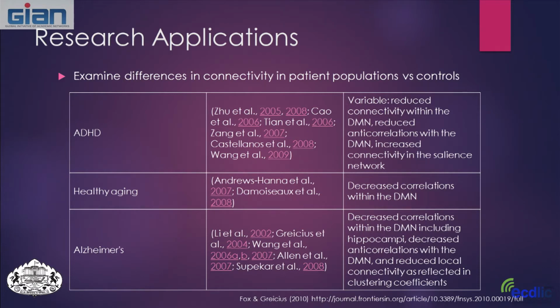They've also looked at healthy aging populations and saw that there are decreased correlations within the default mode network as you age. They also looked at Alzheimer's patients, and they saw decreased correlations within the default mode network, including the two hippocampi in the brain, the left and right, decreased anti-correlations with the default mode network, and reduced local connectivity as reflected in clustering coefficients.